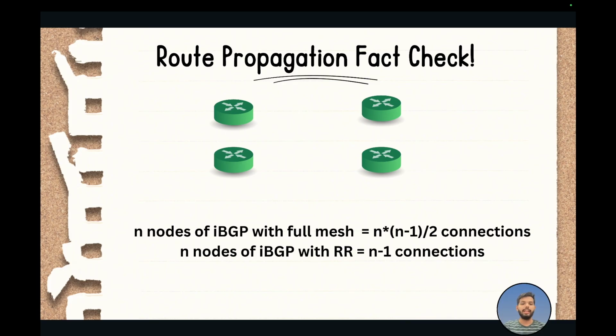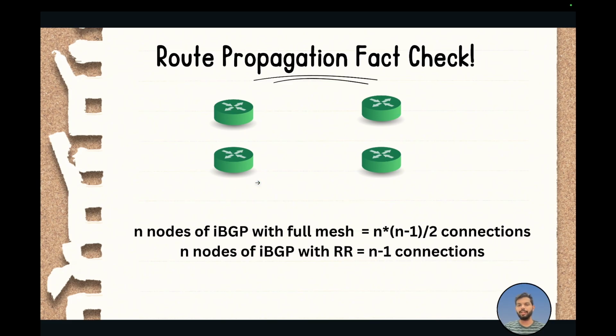So let's say we have n nodes in a certain network and they are all running iBGP. If we are not using a route reflector, what are the connections that we might need to share all the routes from every node to every other node? Let's say we have 4 devices and we want to share all the routes to all the devices, and we don't have a route reflector. In that case we need a full mesh connection.